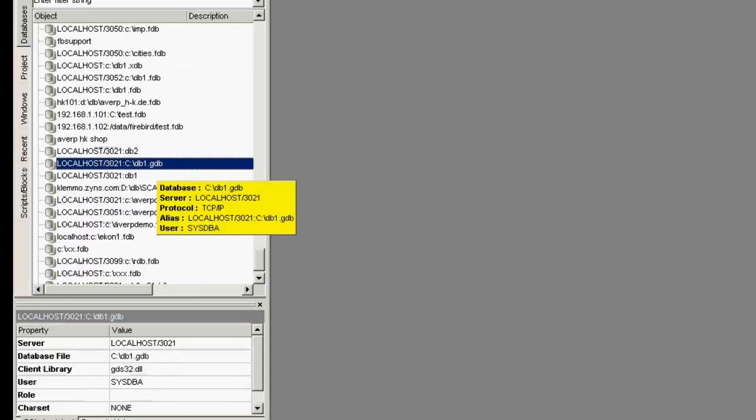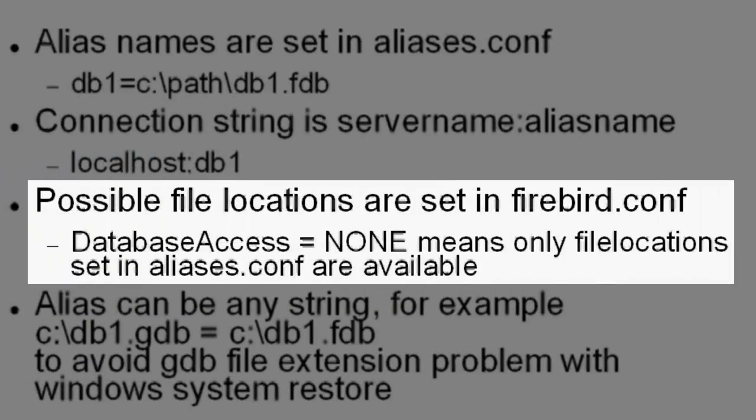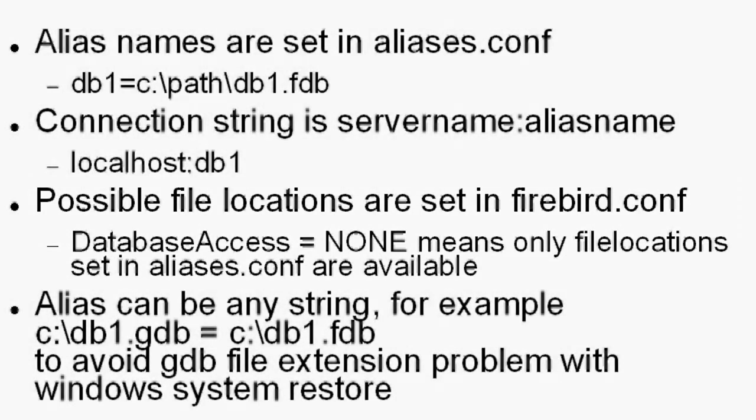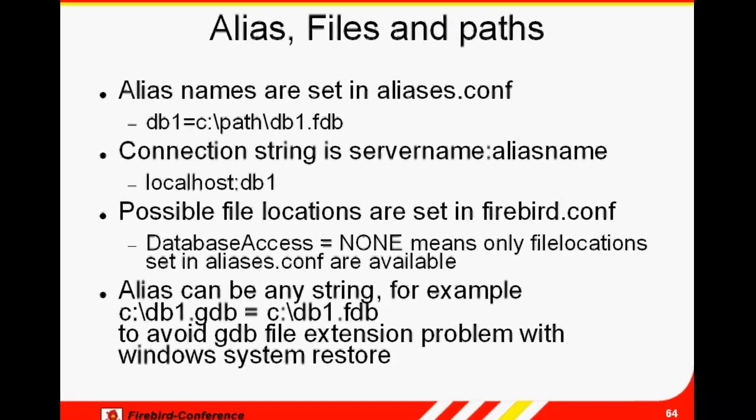In the Firebird configuration file, there's a parameter database access equals none, which means only file locations set in alias.conf are available. But why should I say the database server is not allowed to access a database file? None simply means here that the file locations are only taken from the alias.conf file. The server cannot use any other specifications but can only use the alias.conf definitions. In this way, you can specify that if someone has a username defined on your server, he cannot create a database file because it is not possible to specify an alias remotely.